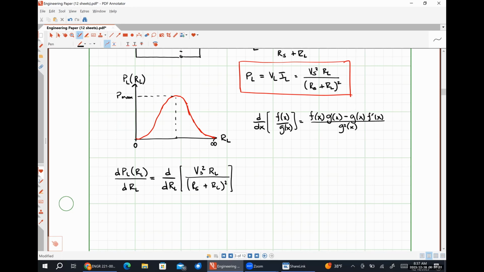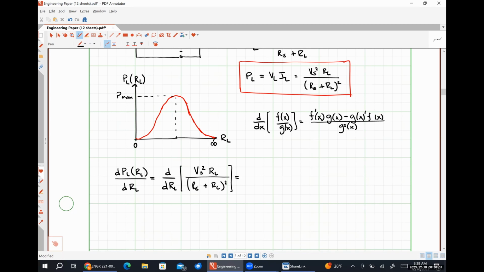So it's prime, like that. Okay, like I said, it's been a minute. All right, so we'll see if this shakes out correctly. So my f of x in this case is going to be, well, obviously my numerator, which is just VS squared times RL. And my g of x is the quantity RS plus RL squared.